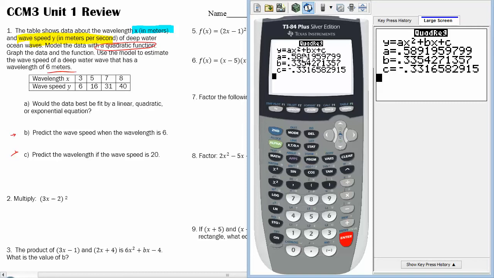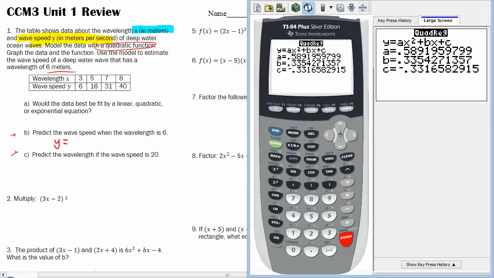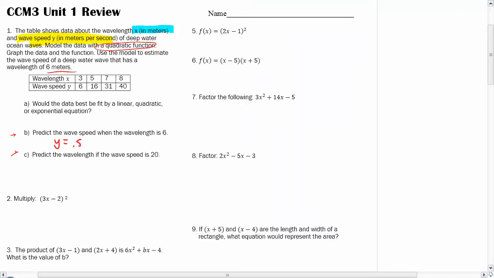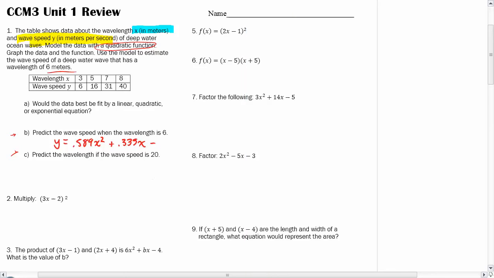Okay, so here you go. A equals 0.589 x squared plus 0.335x minus 0.332. Okay, so predict it. Y equals 0.589x squared plus 0.335x minus 0.332. Great. 0.589x squared plus 0.335x minus 0.332.